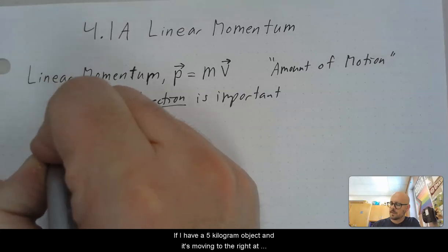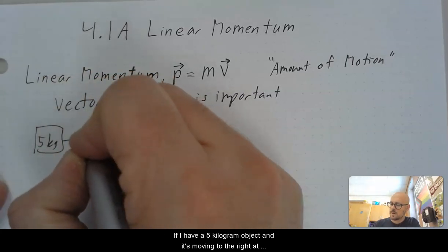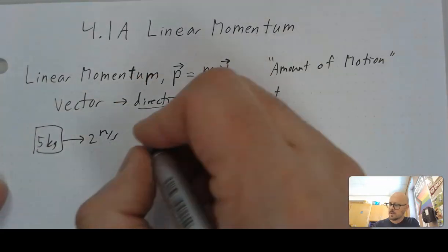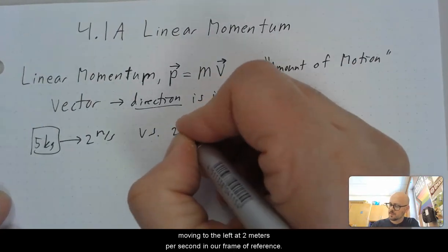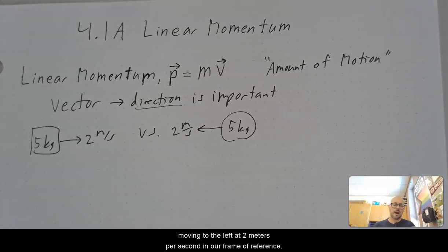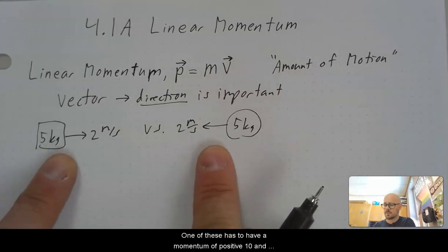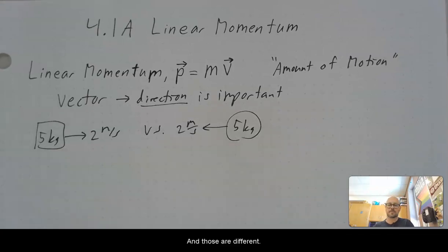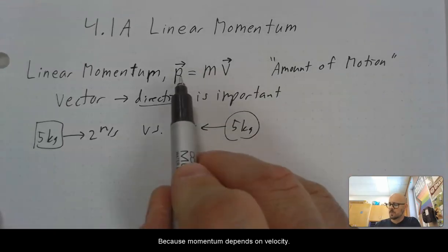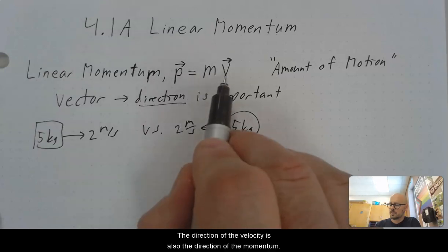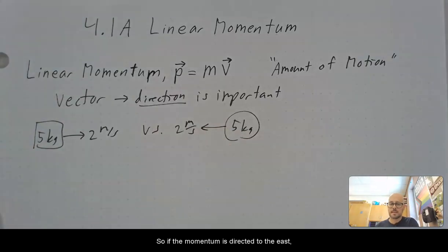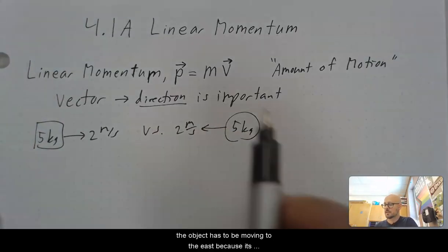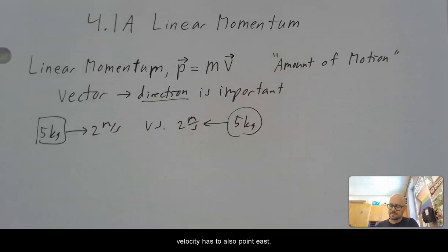If I have a 5-kilogram object and it's moving to the right at 2 meters per second, that is different from a 5-kilogram object that is moving to the left at 2 meters per second. In our frame of reference, one of these has to have a momentum of positive 10, and the other one has to have a momentum of negative 10, and those are different. More on vectors, because momentum depends on velocity. The direction of the velocity is also the direction of the momentum. So if the momentum is directed to the east, the object has to be moving to the east because its velocity has to also point to east.